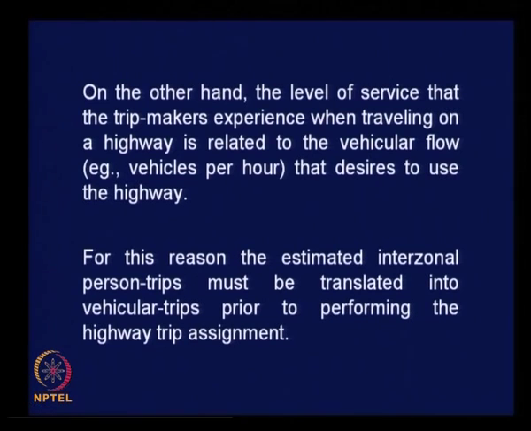So for this reason, the estimated interzonal person trips must be translated into vehicular trips prior to performing the highway trip assignment, or in general route assignment. Okay. Now the question is how to convert person trips into vehicular trips. Any response? How will you convert person trips into equivalent vehicular trips?